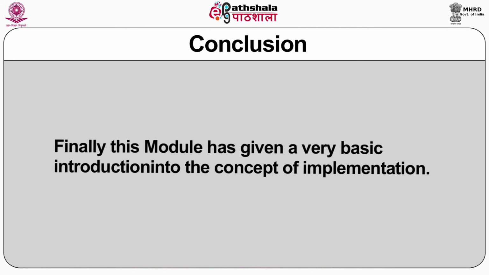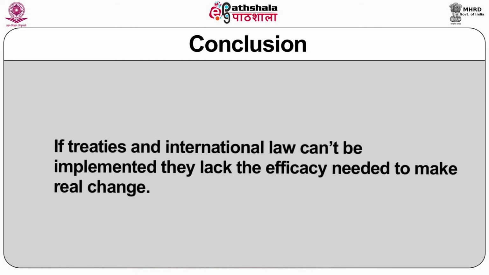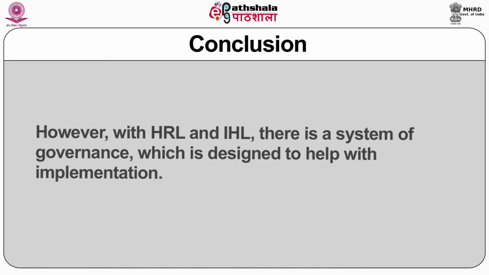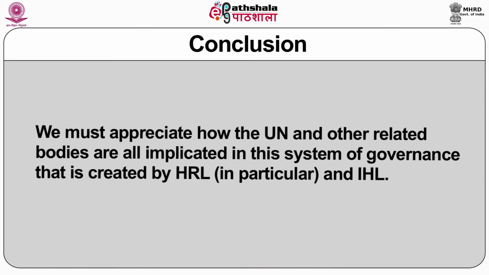Finally, I hope this module has given all of us a very basic introduction into the concept of implementing international human rights and humanitarian law in the middle of their interactions. Treaties and international law can't be implemented because of the lack of efficiency or efficacy needed to make the real change; however, with HRL and IHL, there is a system of governance which is designed to help with implementation. We must appreciate how the UN and other related bodies are all implicated in this system of governance, and they take part in it effectively and efficaciously.